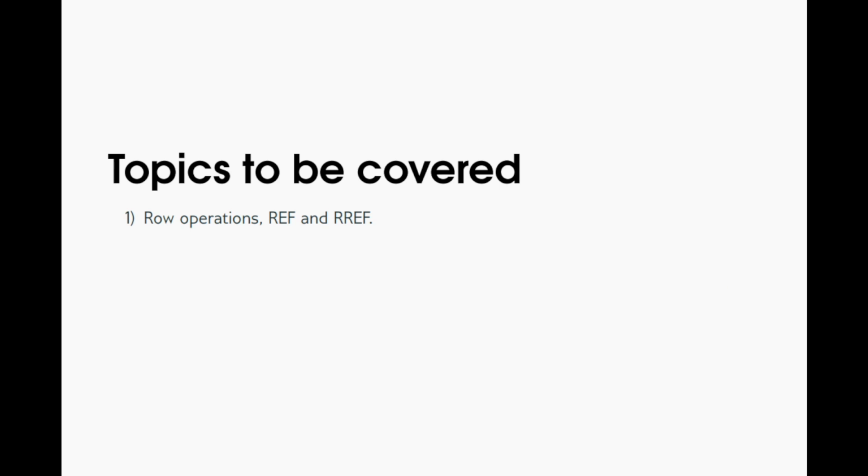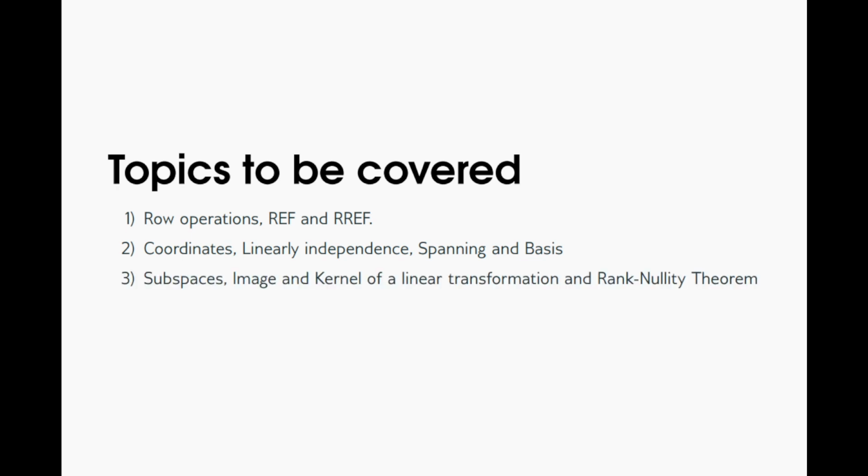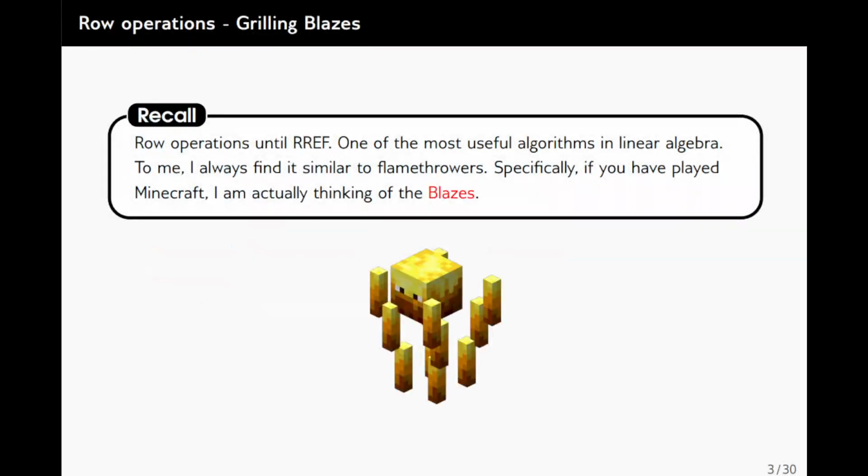Topics to cover. First of all, row operations, row echelon form, and reduced row echelon form. Second is coordinates, linear independence, spanning, and basis. Three is subspace, image and kernel of a linear transformation, and the rank theorem. And finally, eigenvectors, eigenvalues, and eigenspaces. If you know all the concepts by heart already, know how to write down the definitions and how to deal with everything, then you probably don't need to watch this video. But otherwise, please stay with me, and I will try to explain how I feel about these.